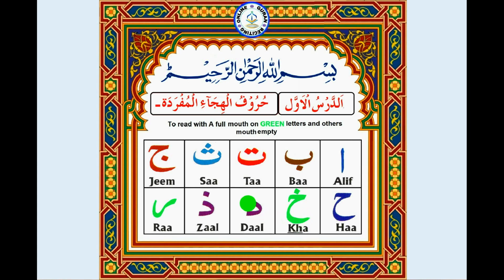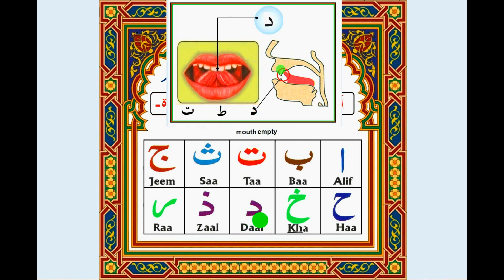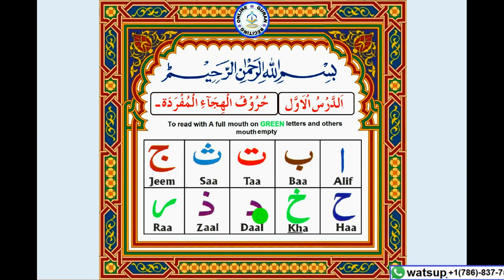This is Dal. Kindly read after me. Dal. Dal comes from tip of the tongue, touches the root of the front upper teeth. To pronounce Dal. Dal.